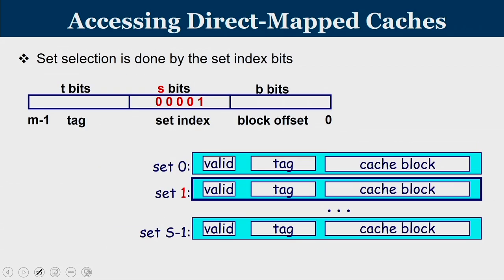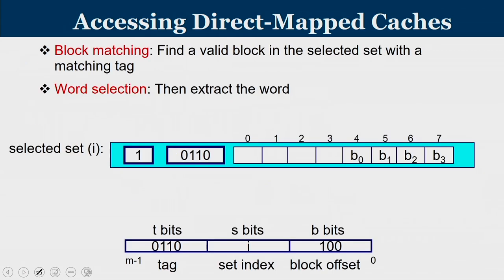So consider this case. Let's say in an example, I am interested in the set index value. Let's say the set index value is 00001. It's a 5 bit set index value, which means I have 32 sets in my cache. So go to set number 1. That's the meaning of this. In set number 1, what are we going to do?